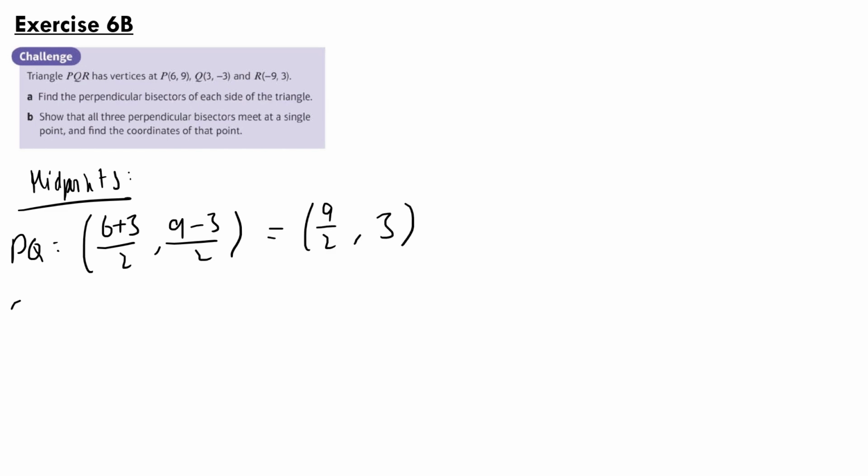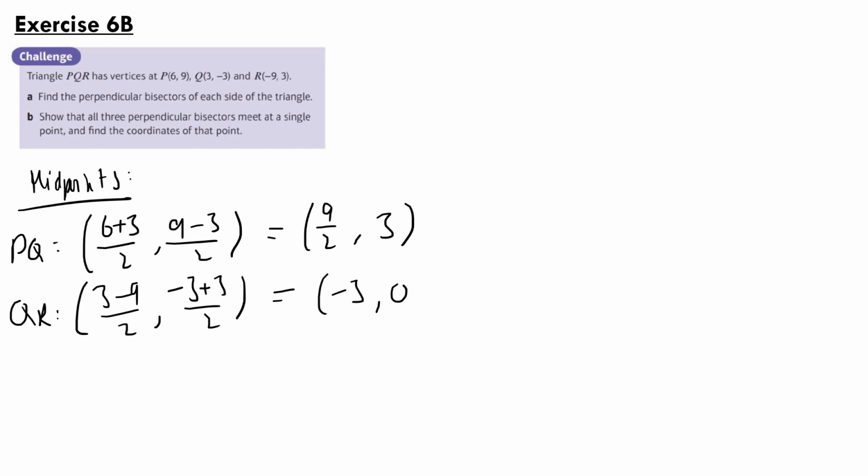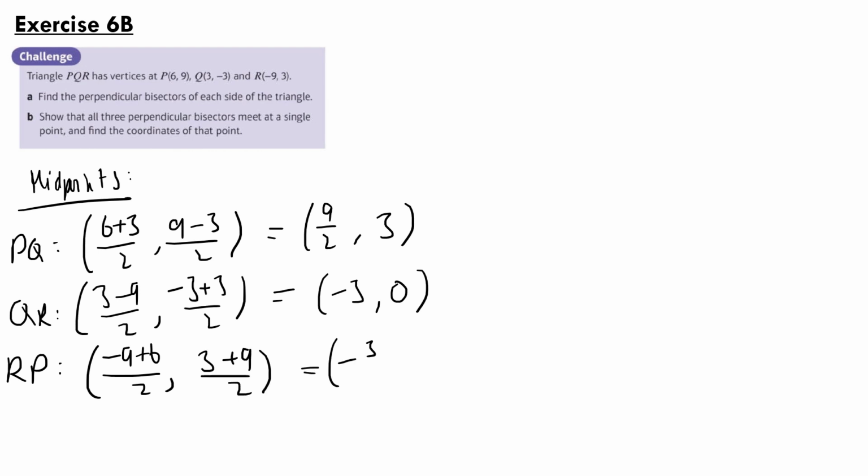For the side QR, this will be (3 minus 9 over 2, minus 3 plus 3 over 2), which is (minus 3, 0). And finally, the side RP, we will have (minus 9 plus 6 over 2, 3 plus 9 over 2), which gives us (minus 3 halves, 6).